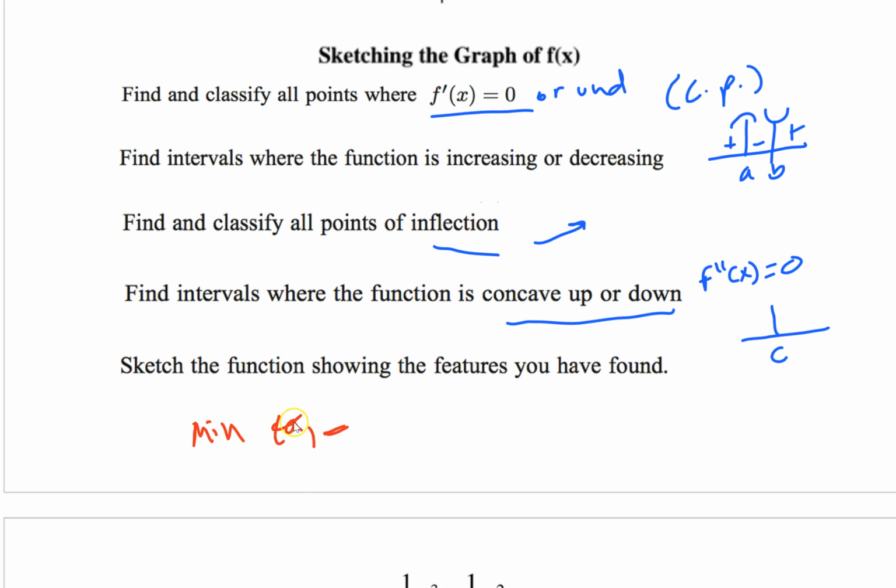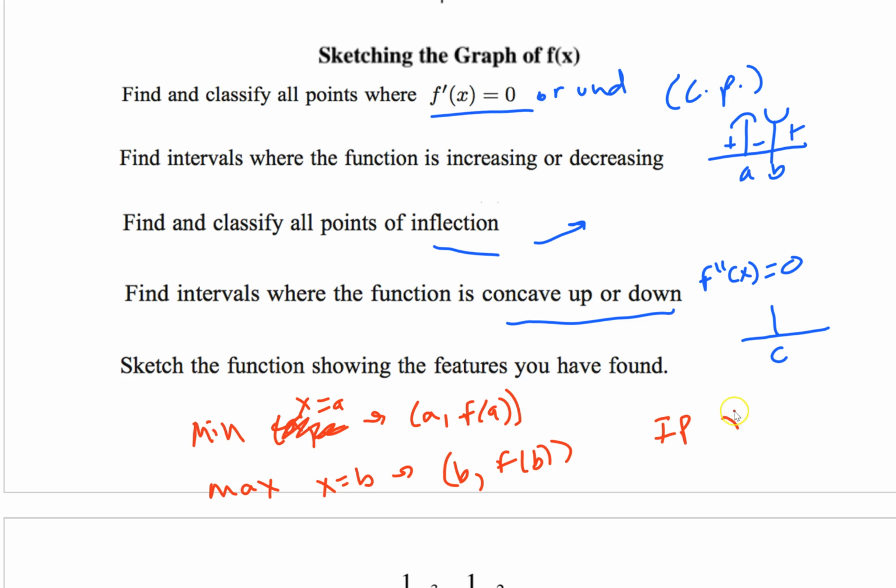So if I have a min at x equals A, I'm going to need to plug into the original function to get my point. So A and f of A. Right? Same thing if I have a max at, let's say, x equals B. I'm going to have to plug it into the original function to actually get the value because we're graphing these functions now. And the same is true if we have any inflection points. If we have an inflection point at x equals c, I'm going to plug it into the original function to get the actual point.